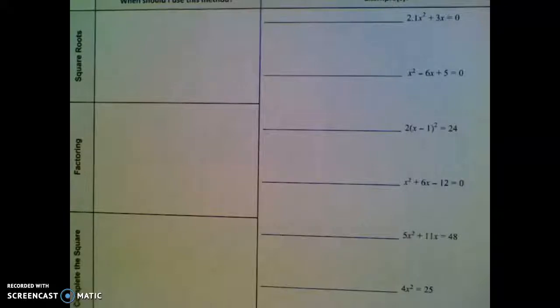It's Friday. Today we're going to go ahead and review all of the forms for solving a quadratic. I actually got my printer to print, so we'll be able to do this on paper, and then your homework will be on Delta Math.